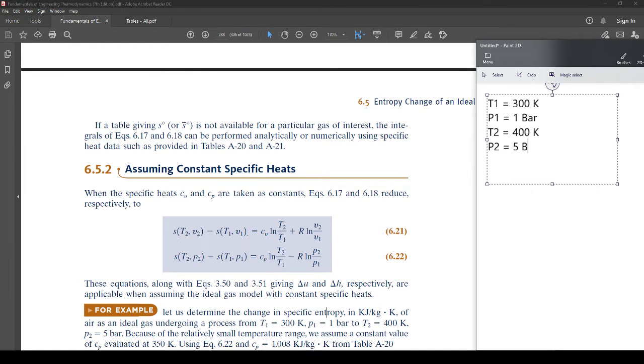So P2 now is 5 bar, okay? And it says, for air as an ideal gas undergoing a process, because of the relatively small temperature range, we can assume a constant value of Cp evaluated at 350. So this is what I told you, that you can pick a Cp value in between the two temperatures to represent a sort of linear part in between them, right?